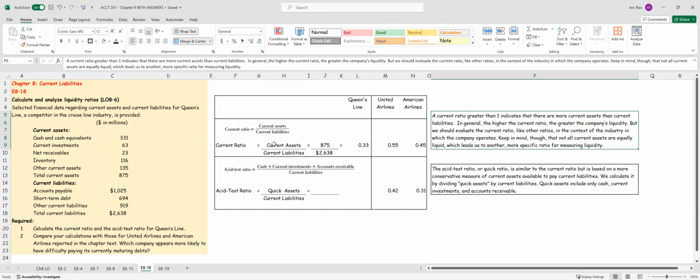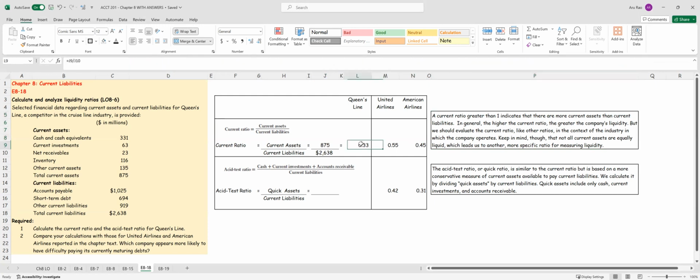We're saying it has to be at least 1:1. Most will say it should be 2:1 if you want to be extra conservative. But I don't want to sit on a lot of cash, but 1:1 is the bare minimum that you're looking for. So clearly, Queensline is not in good shape. If you look at United and American, they're not doing too great either, but compared to Queensline, they're better. Since we're looking at Queensline, we are worse off than our competition.